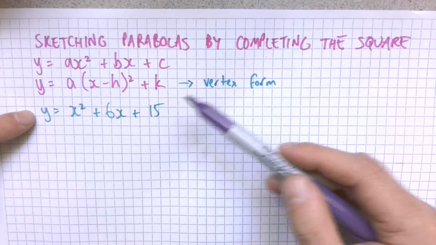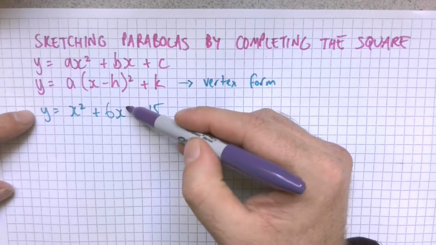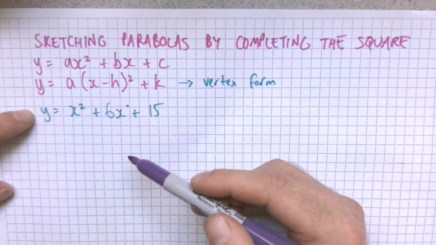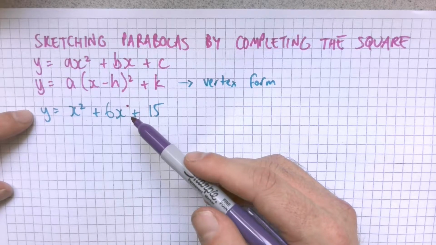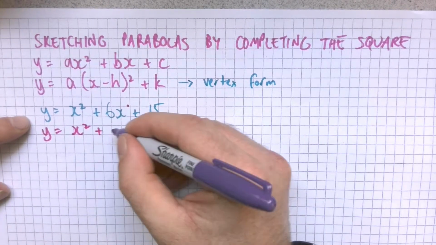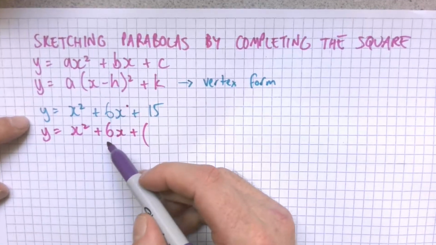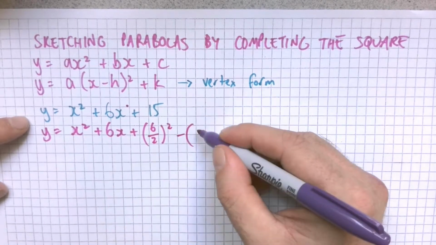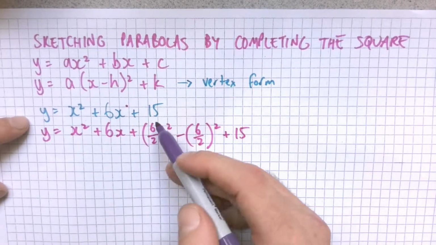We're going to start by completing the square. If you remember back to completing the square, we need to add the value of b over 2 all squared, but also subtract the value of b over 2 all squared to balance the equation. So I'm going to rewrite this equation as y equals x squared plus 6x plus, since the value of b is positive 6, 6 over 2 all squared. Again, I'm going to subtract that to balance out the equation, and the constant term 15 stays the same.